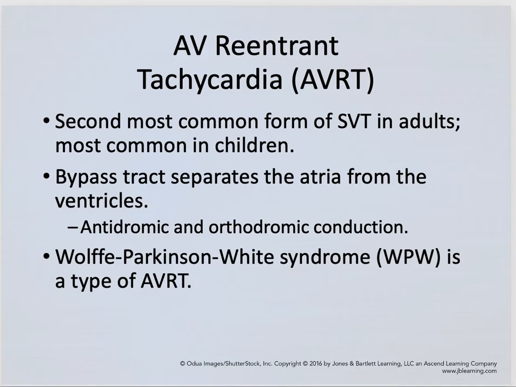AVRT, right? AV reentrant tachycardia is the second most common form of SVT in adults. We see it a lot more in children. What happens is a bypass tract separates the atrium from the ventricle. You may know this if you know a little bit about some common congenital conditions in kids: it's called Wolff-Parkinson-White syndrome. So that is a type of AV reentrant tachycardia, or AVRT.